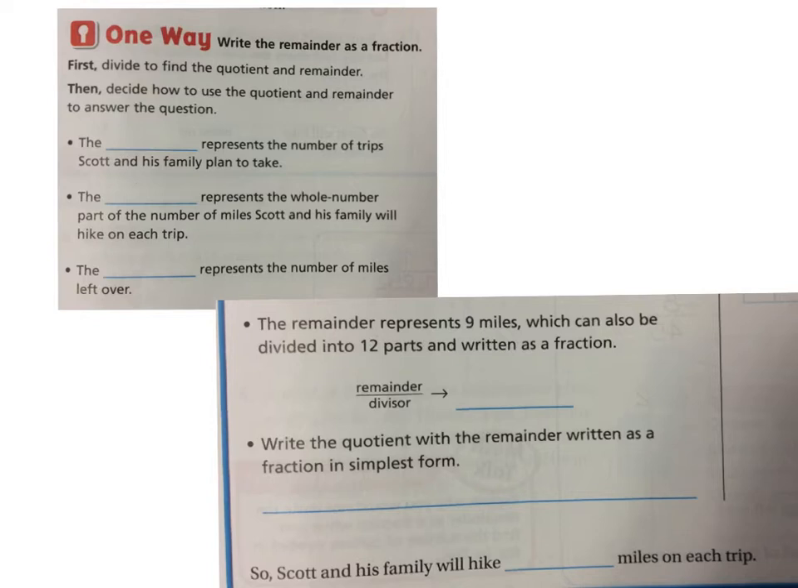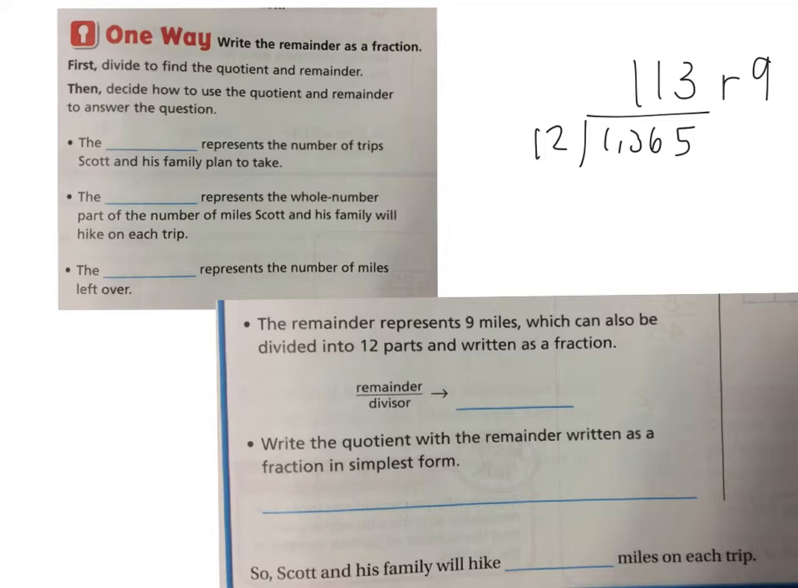So we did, the divisor was what? The number of trips they want to take, right? Which is 12 trips. And the dividend was the whole number part of the trip, which is how many miles was there altogether? 1,365. And when we divided, we got the quotient was how much? 113. With a remainder of? 9.